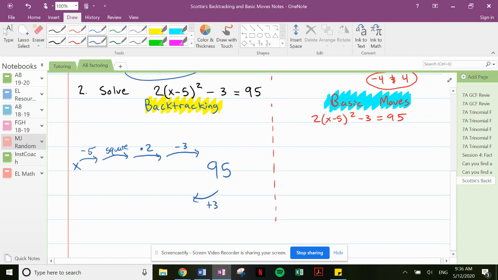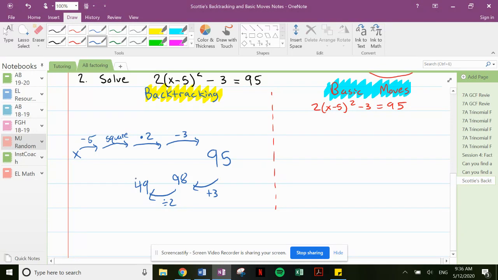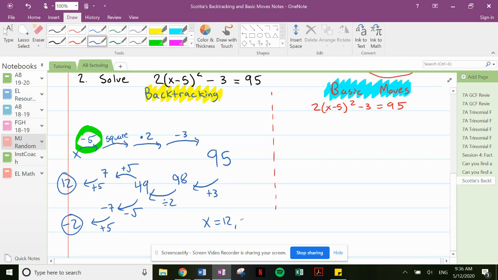Reversing that, add 3 to 95, we get 98. Then we divide by 2. That brings us to 49. Now, to reverse the squaring or undo squaring, again, we do a positive square root and a negative square root. This gives us 7 and negative 7, but we still have that minus 5 step that happened. So we have to do that to both of these answers. We've got to add 5 to both of them to undo that. That gives me 12 and negative 2. So in this case, our answers are 12 and negative 2.